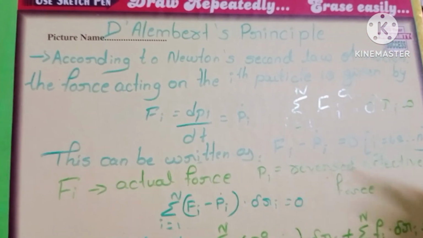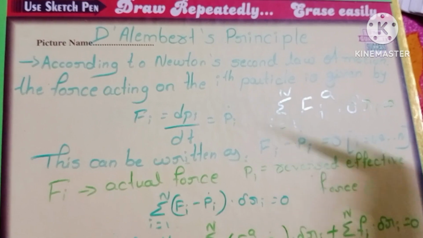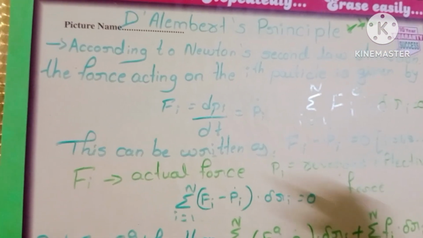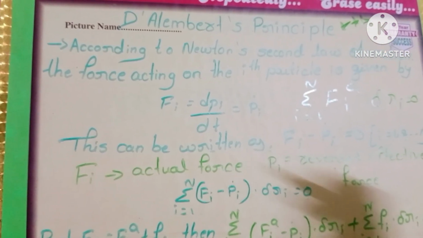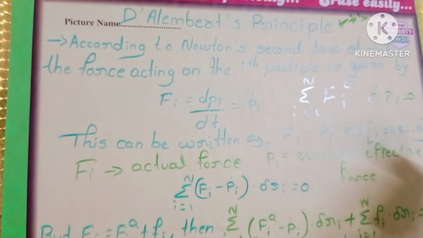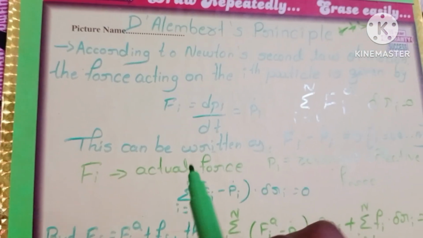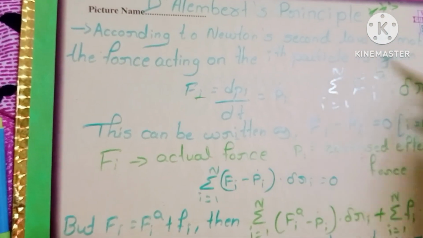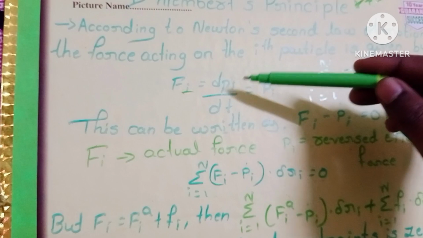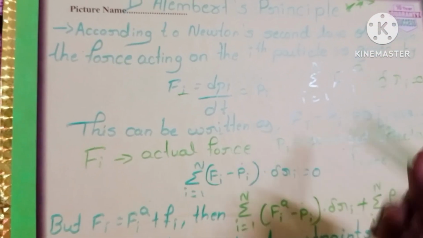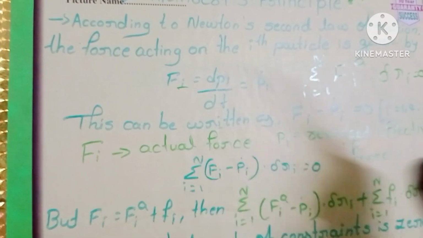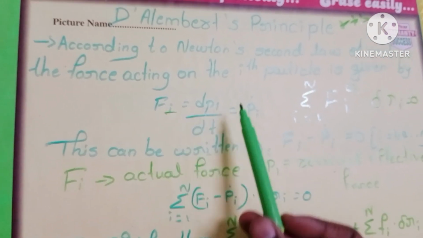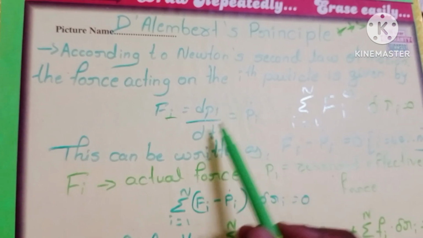So today in this video, I'm going to discuss D'Alembert's principle, which is very important from the point of view of your exam. Here we are considering Newton's second law of motion, the force acting on the ith particle. It is a general derivation, so we take i as a general quantity, that is, the ith particle. Fi is equal to dpi/dt, which is equal to pi dot. We can write this d/dt as a dot. From Newton's second law, F equals dp/dt, so this d/dt can be written as pi dot.